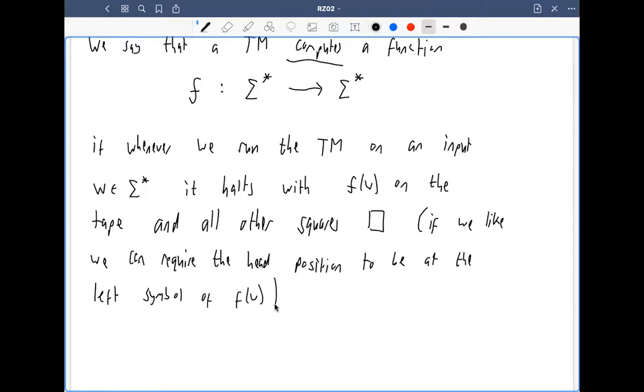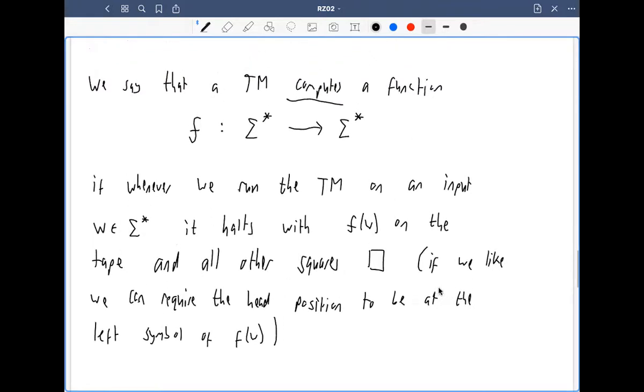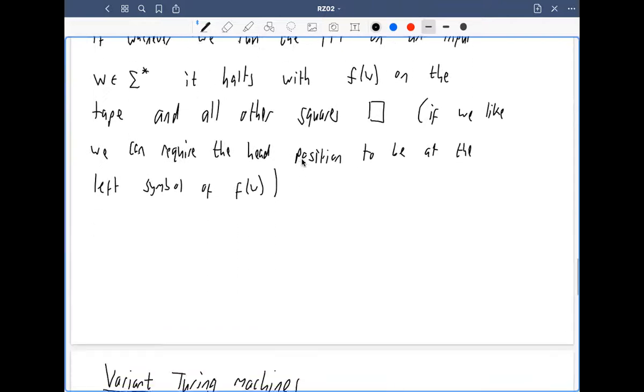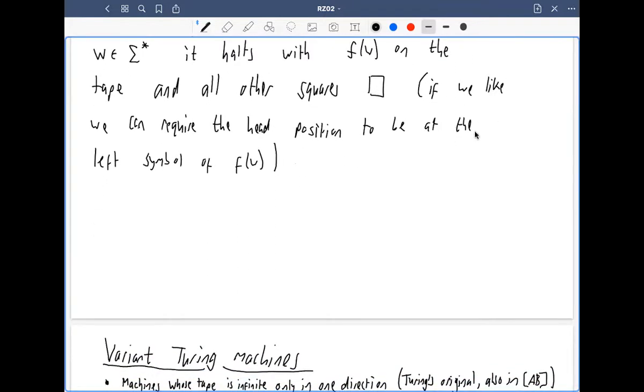But actually, it makes a difference in that if you make this requirement, then there are fewer Turing machines that compute the same function. But still, whether or not one makes requirements like this, and there are other requirements that one could make, such as that the machine must halt in a distinguished state called halt or something like that, it doesn't make any difference to the next definition, which is that we say that the function f is computable.